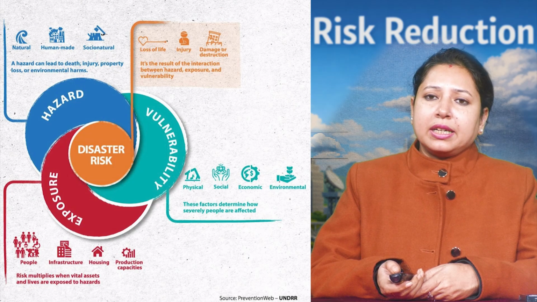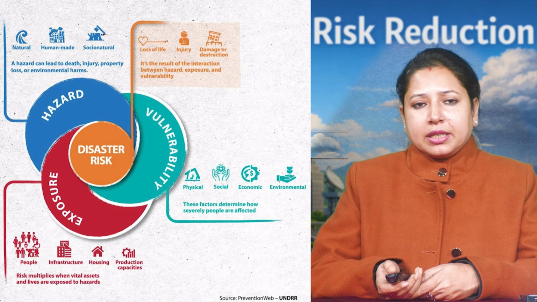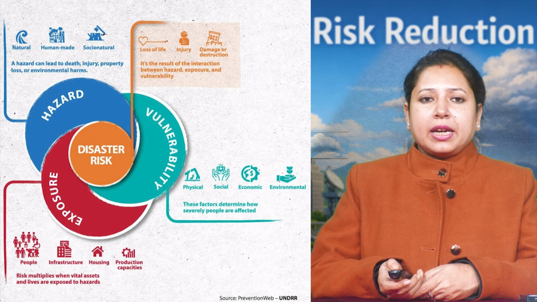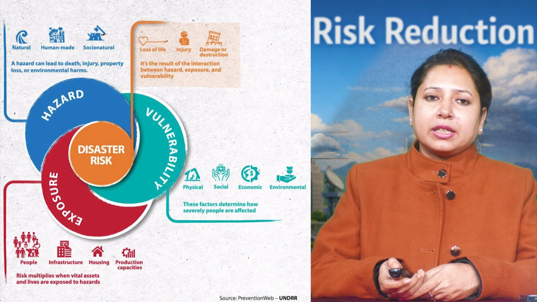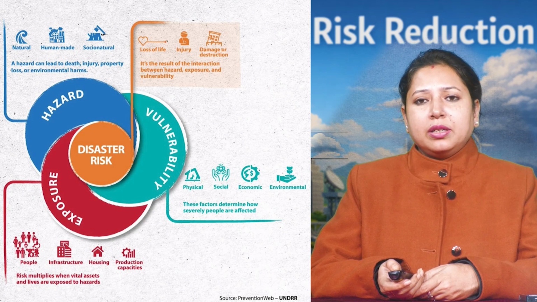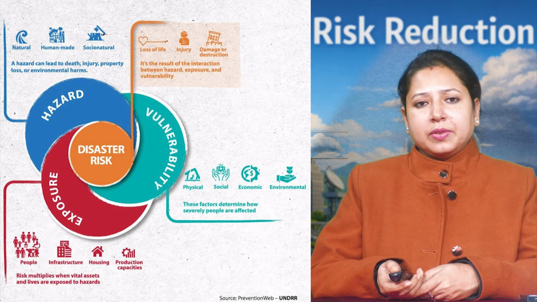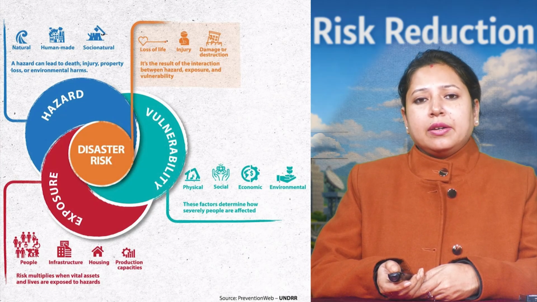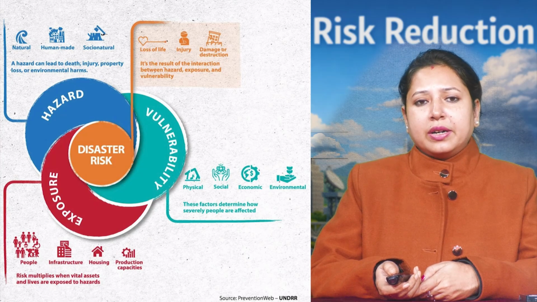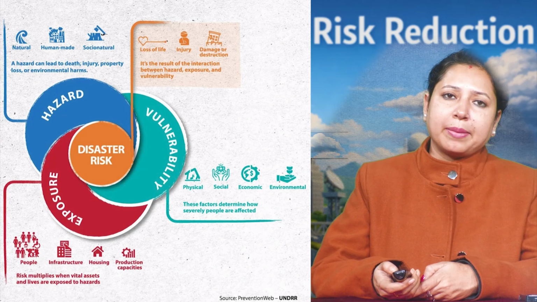Example, deforested hillsides are more prone to landslides. That is the term vulnerability. And again, then we come to the next term, capacity. Capacity means the strengths and the resources available to anticipate, withstand, and recover, such as early warning systems, community knowledge, insurance, or resilient infrastructure. These are all defined by the term capacity.